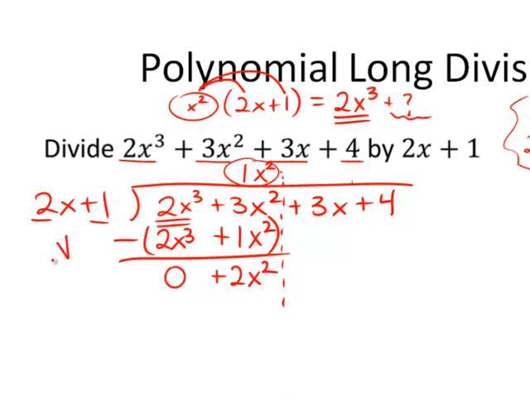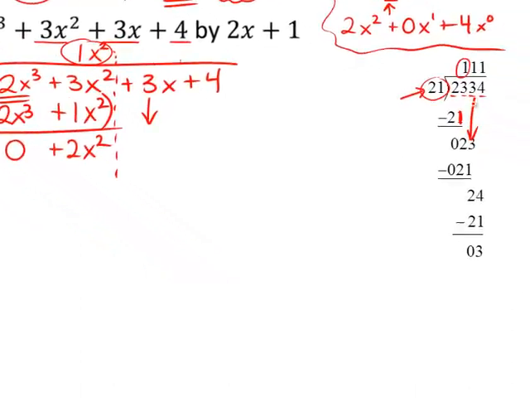So this subtraction, you'll notice you need to distribute this negative to both terms. Okay, so that was our remainder there. Now we want to drop the next term, just like here. Drop the next term, you get plus 3x.